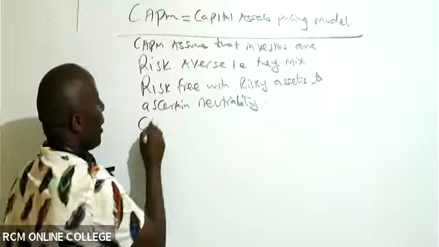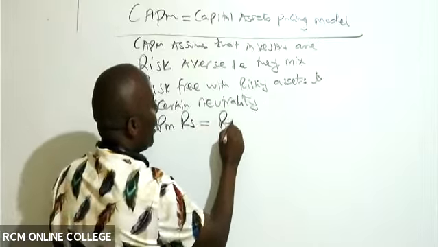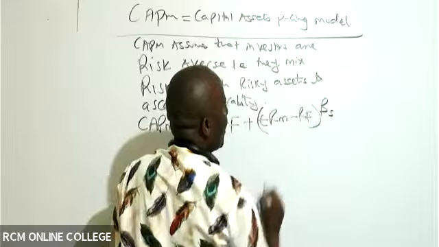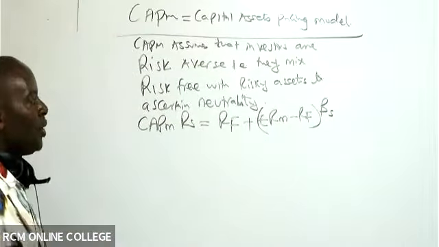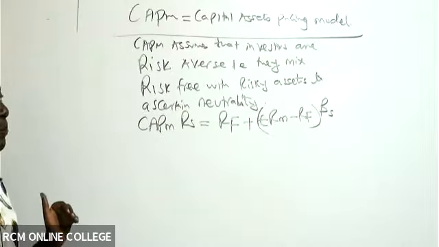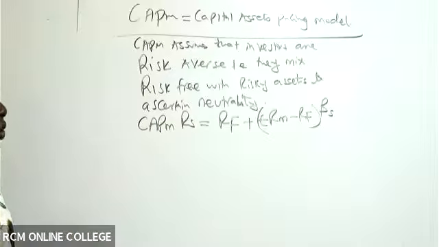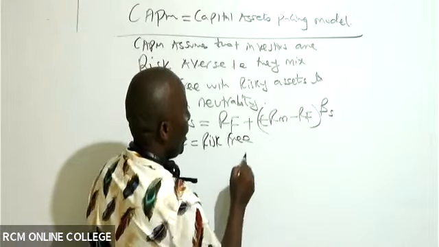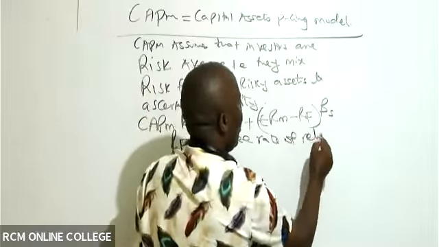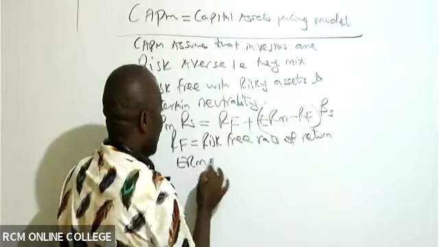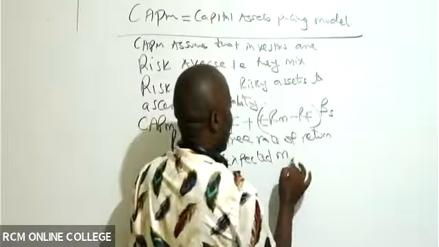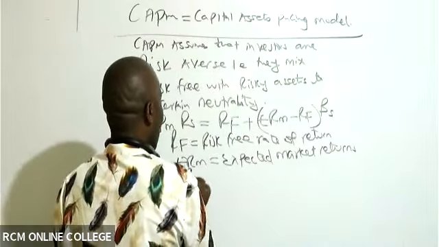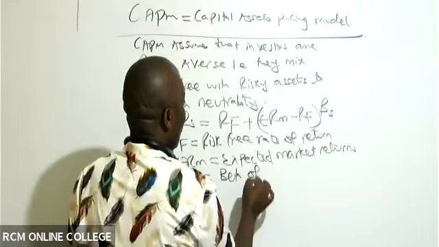And that is why we normally say CAPM returns equals risk-free plus ERM minus risk-free multiplied by BS. Write it down like that. We have done this somewhere. Remember, RF stands for the risk-free rate of return. ERM stands for expected market returns, and then we have BS standing for beta of a security.